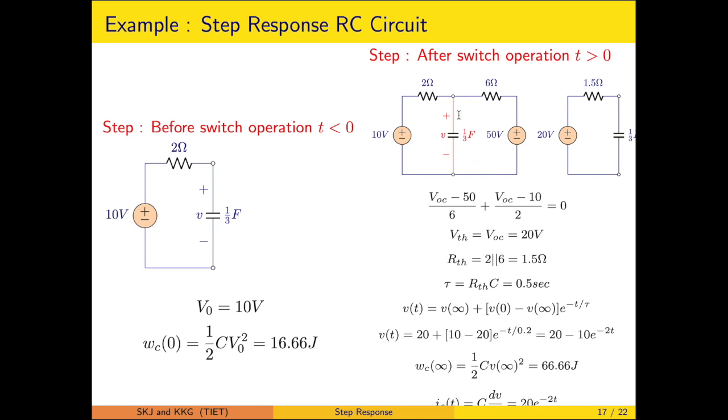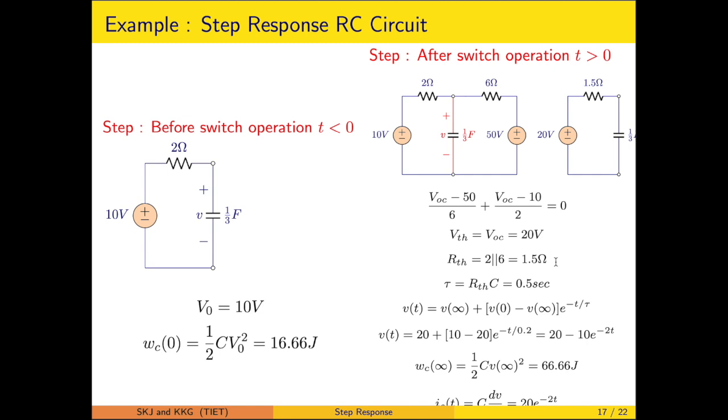Now this particular element is getting open circuited. These two are the voltage sources. So to calculate the RTH, we need to short circuit the voltage sources. Because of this, the 2 ohm and the 6 ohm resistances come out in parallel, and that gives rise to RTH equal to 1.5 ohm.